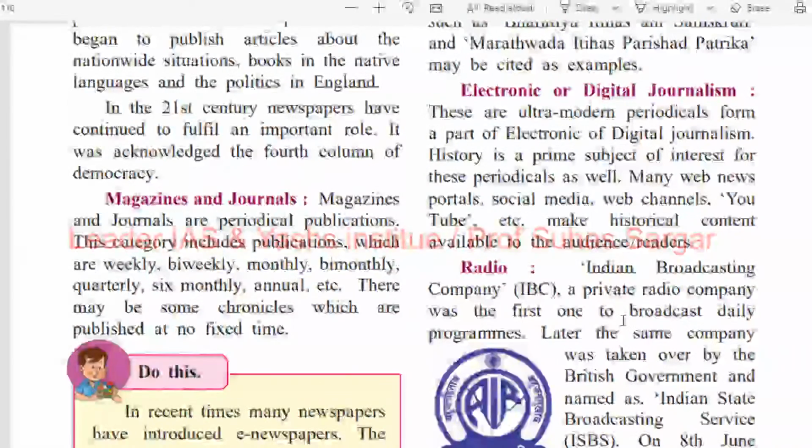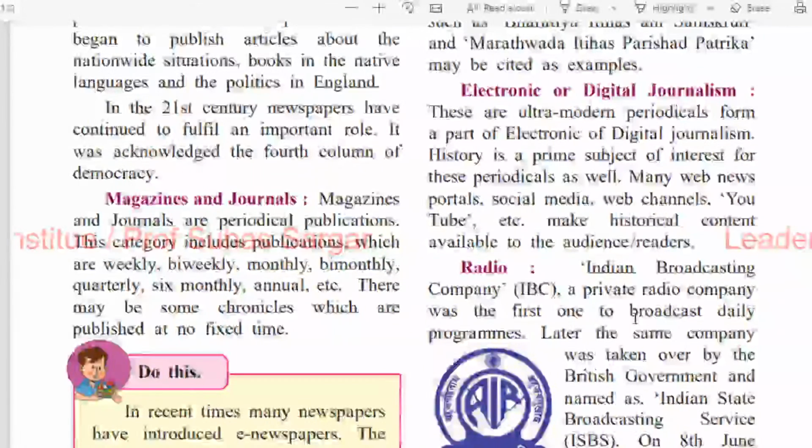Electronic or digital journalism. These are ultra-modern periodicals that are part of electronic or digital journalism. History is a prime subject of interest for these periodicals as well. Many web news portals, social media, web channels, YouTube, etc. make historical content available to the audience or readers.